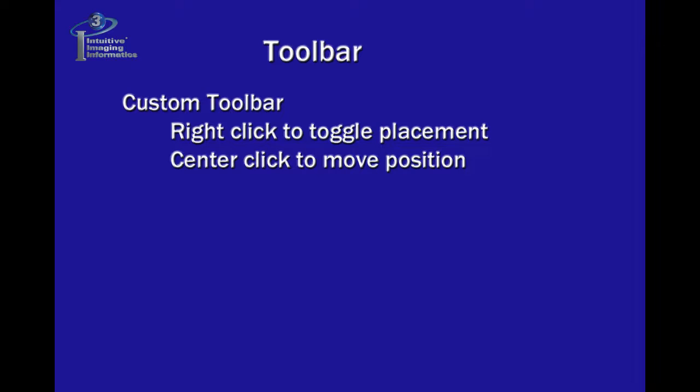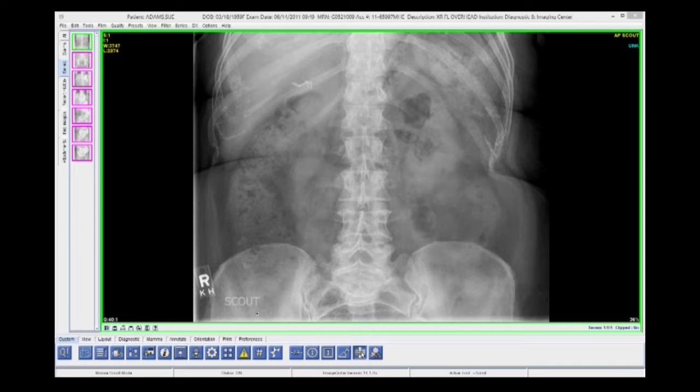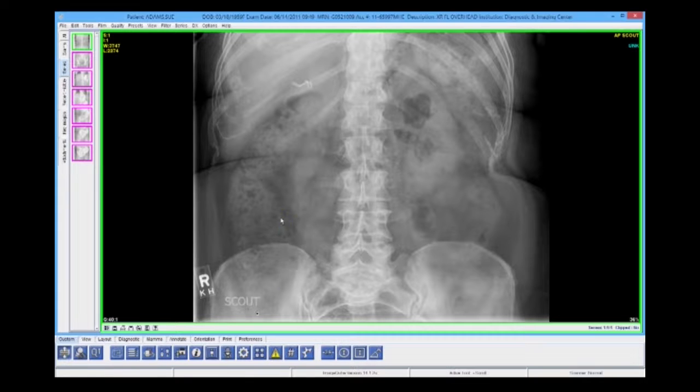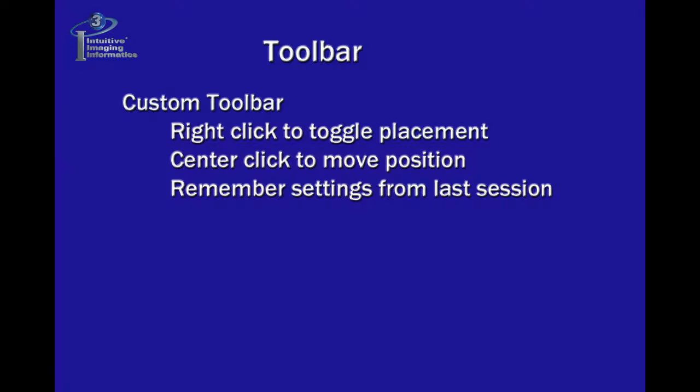A center click will move the position on the custom toolbar, thereby allowing the user to set the exact location of the icon on their custom toolbar. As the user chooses the positions and then right-clicks over the image, those icons now appear in the same order and may be moved at any time. Settings for the custom toolbar will be remembered from session to session.